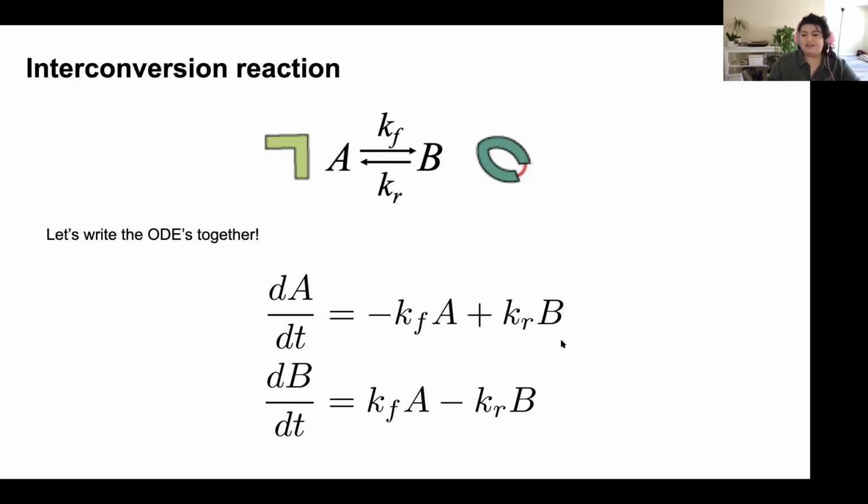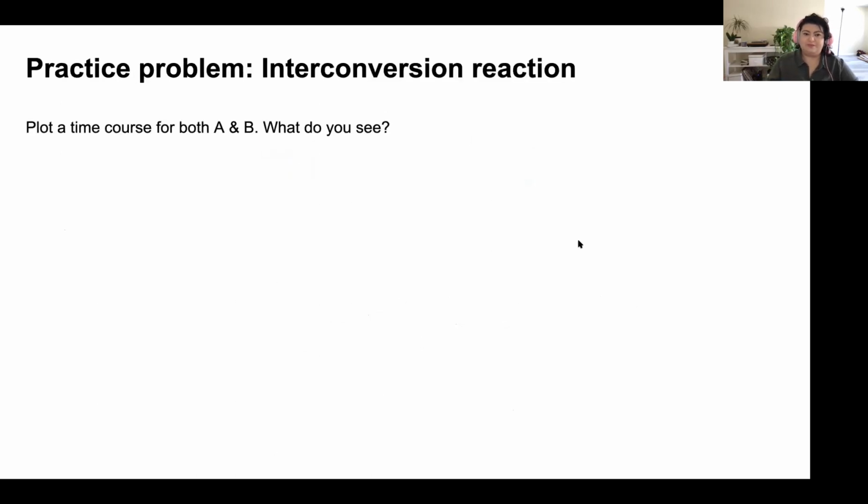And if you look at these closely, they're just negatives of each other. This is the opposite of this one. Here we have a negative KF, while for B we have a positive KF, and same for the KR component. So you can see that there's some symmetry happening here. So let's try and do this in MATLAB so that you can plot a time course for both A and B. And what do we see with the time courses? We can do this together, or we can try it by ourselves. Let's try it by ourselves for just a couple of minutes, and then we'll come back and I'll show you what mine look like.